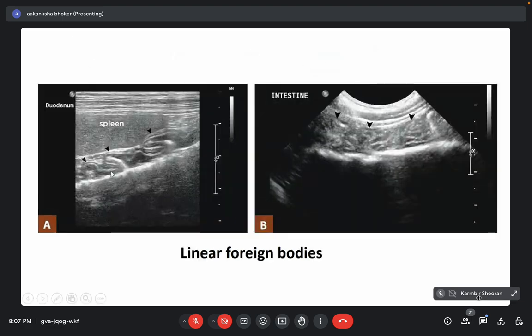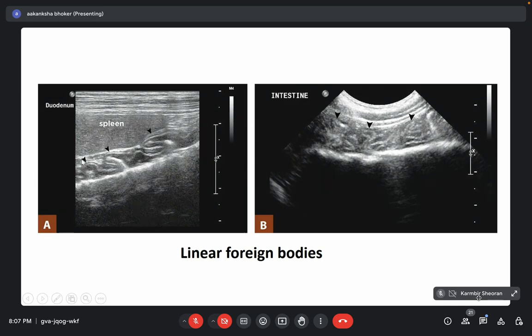Here what we can see is a portion of intestinal loops, and they have linear foreign bodies. These linear foreign bodies are casting a distal acoustic shadow, and you can see this appearance, this is how the intestine is going around, it is not very straight.